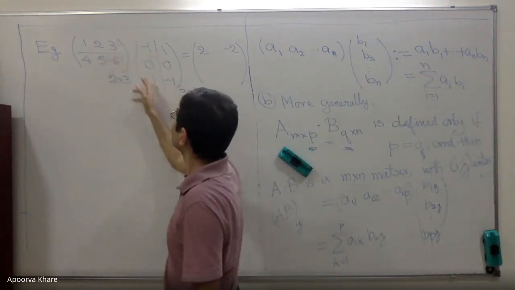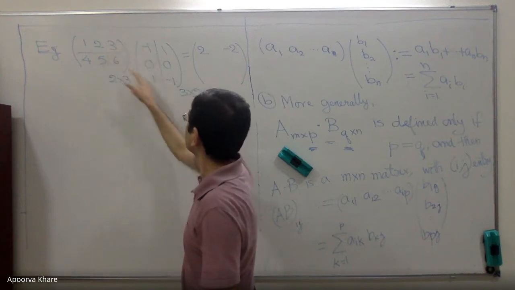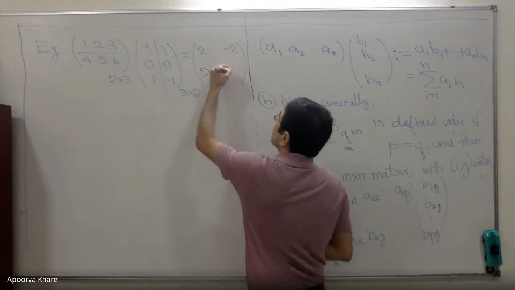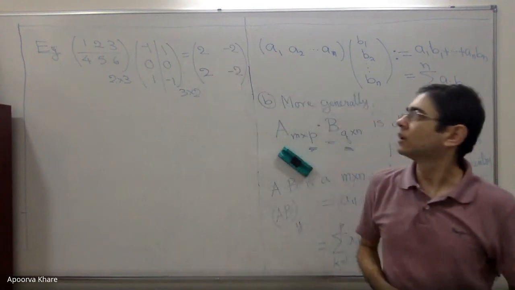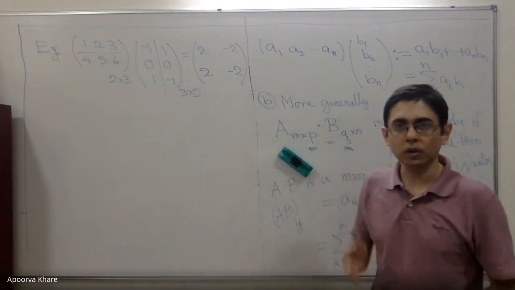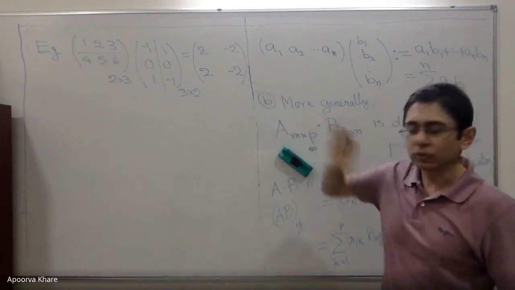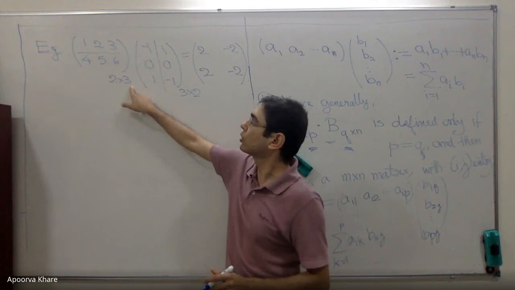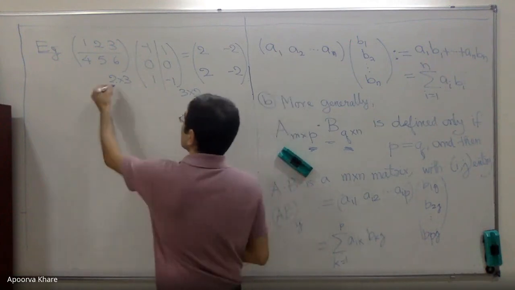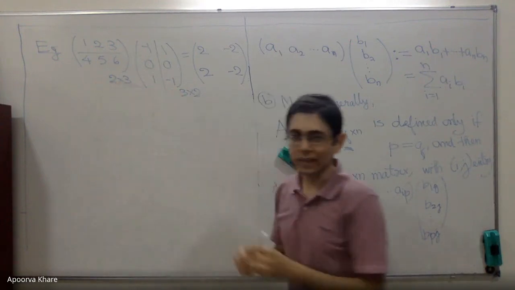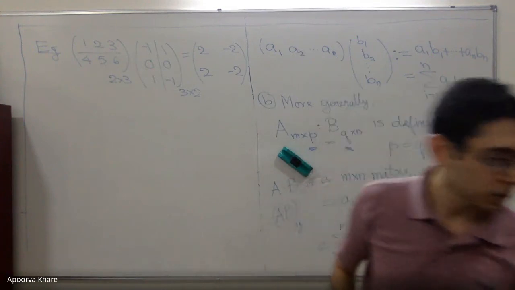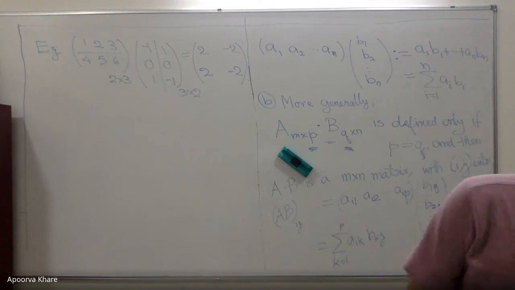Similarly, let's do 4, 5, 6. So minus 4 plus 0 plus 6 is again 2. And then this would be minus 2. Okay, so that's how you calculate the product of two matrices, provided the number of columns of the first matrix equals the number of rows of the second. Otherwise, the product is not defined. Okay, so that is the next definition.